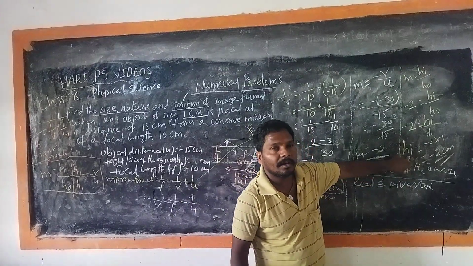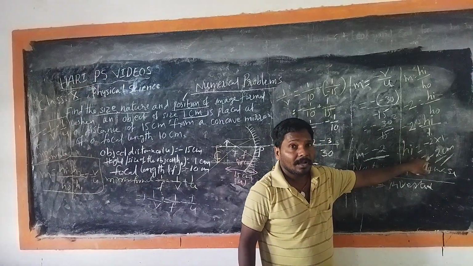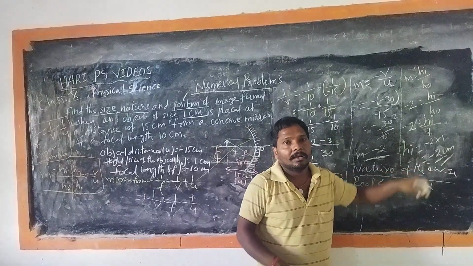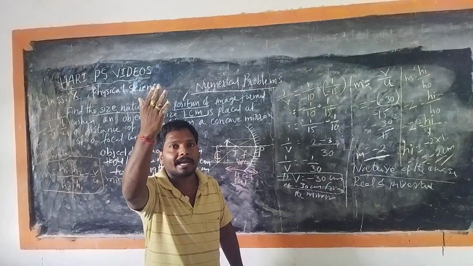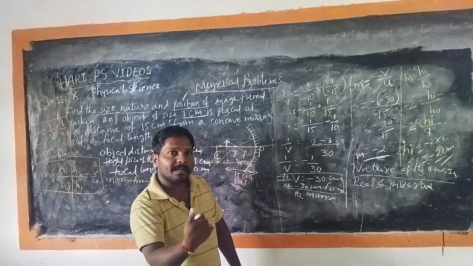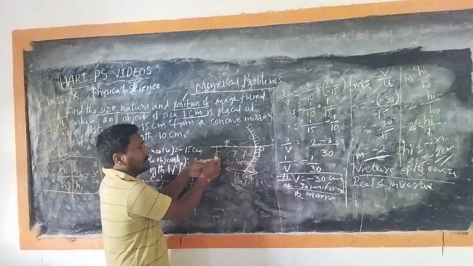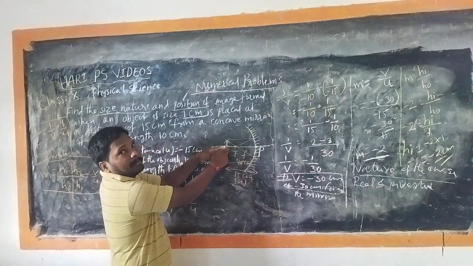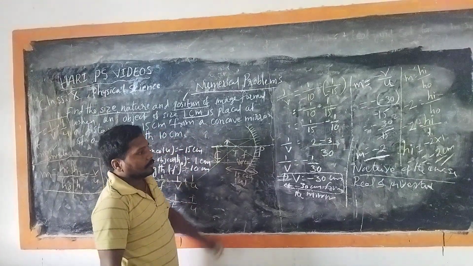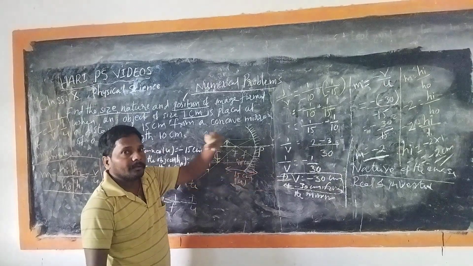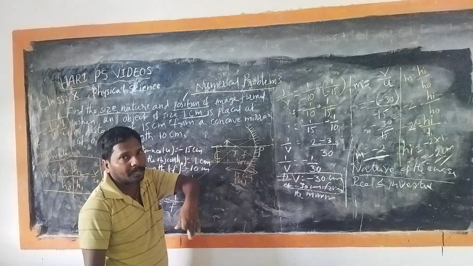The height of the image is 2 centimeters. Here the minus represents, according to the sign convention, that if the position is above the principal axis it is positive, and below the principal axis it is negative. The image is formed below the principal axis, so it is considered minus. The object is placed above the principal axis, so it is plus. So that minus represents that the image is real and inverted, formed below the principal axis.